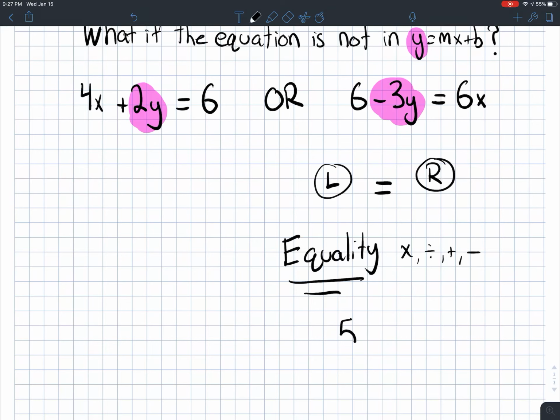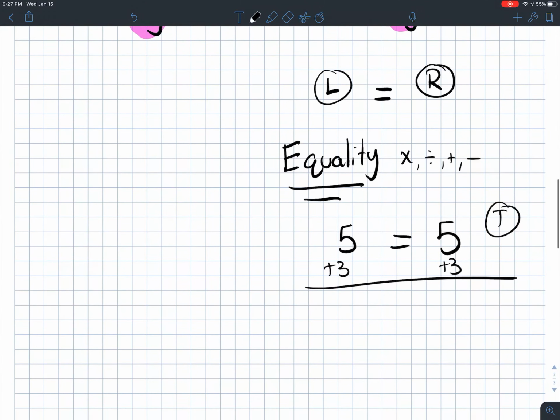So if we have over here 5 equals 5, well, if we want this statement to remain true, we can add 3 to the left side. We must also add 3 to the right side. That way we get 8 equals 8, and that's still a true statement.